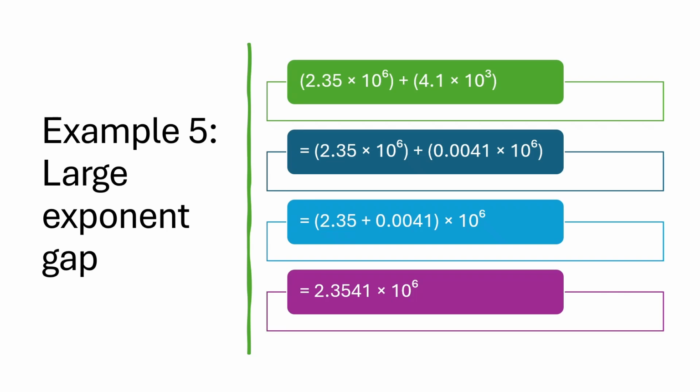Now in this case, we're going to add 2.35 and 0.0041. So we have 2.35 plus 0.0041, and that is equal to 2.3541 times 10 to the power of 6.